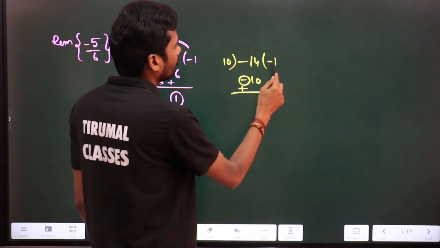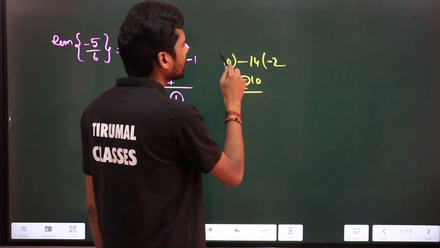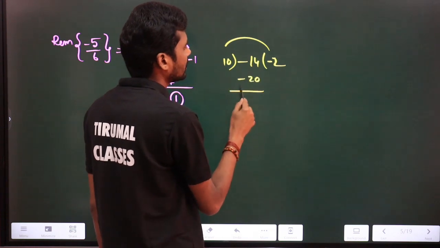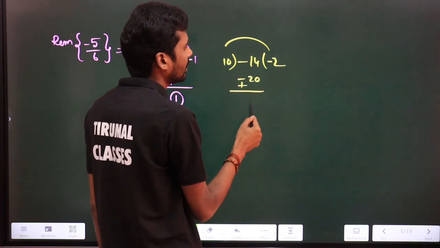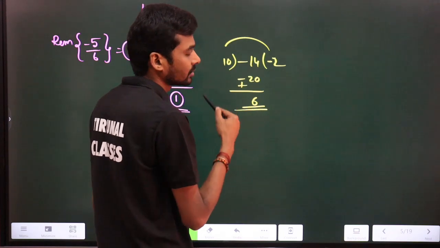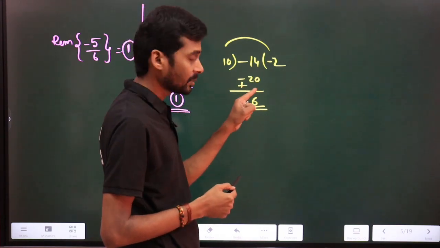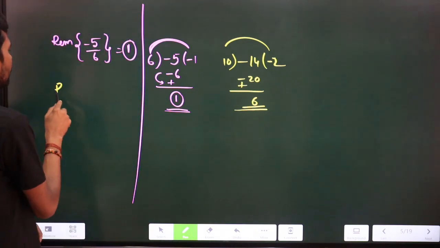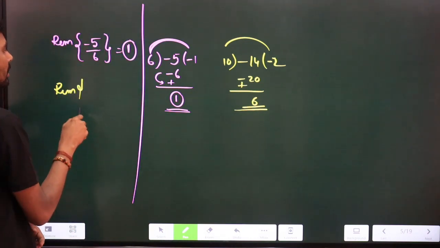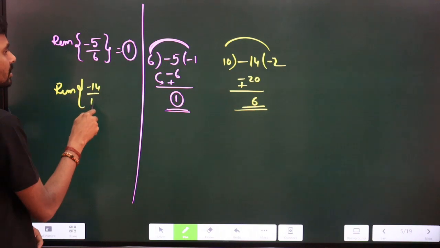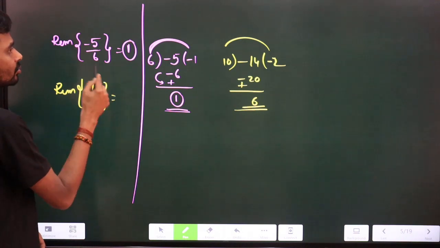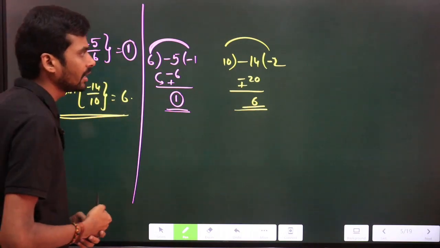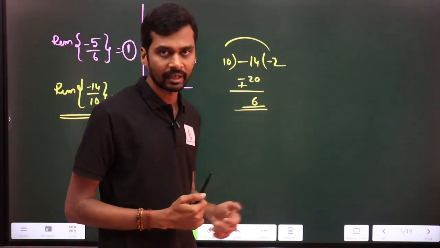So that's why we take 2. Then what happens? 10 into minus 2 is minus 20. Here minus 20 becomes plus 20. 20 minus 14 is 6. Okay. So which means that the remainder of minus 14 by 10 is 6. So likewise when we have a negative remainder, we have to go like this.